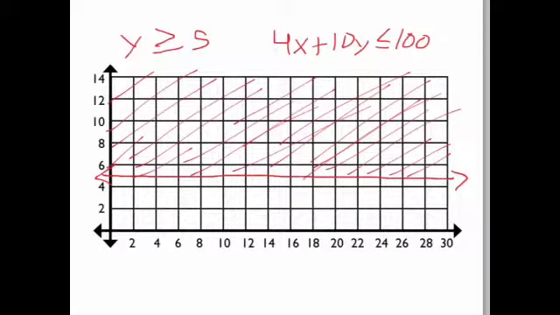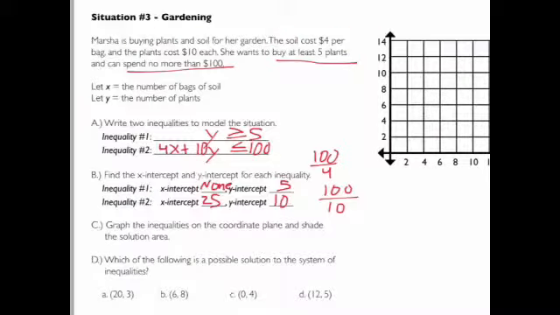And I'm going to graph my other one in blue that had a y-intercept of 10 and an x-intercept of 25. And this one it can be equal to, so I'm going to do a solid line, just like so. Put arrows on the end, and this says less than, so I'm going to shade down below my line here. And I have this lovely triangular region here that got double shaded. So that's my solution space, just like so.